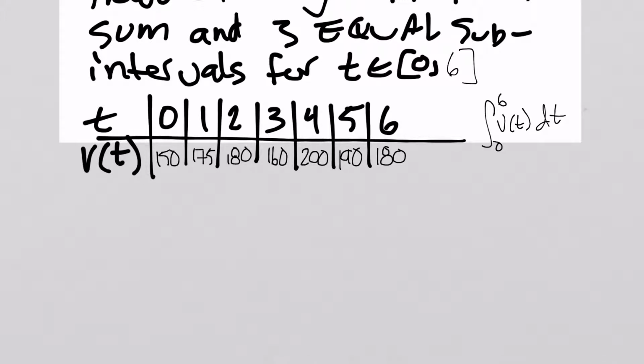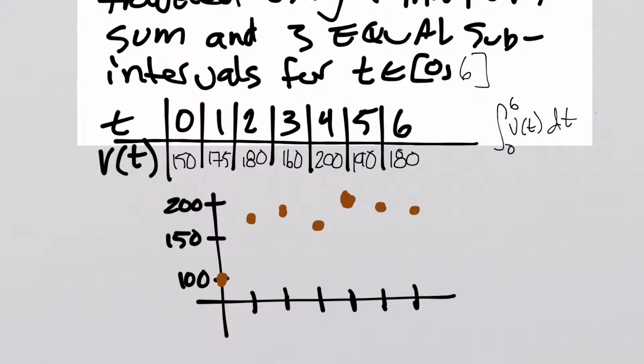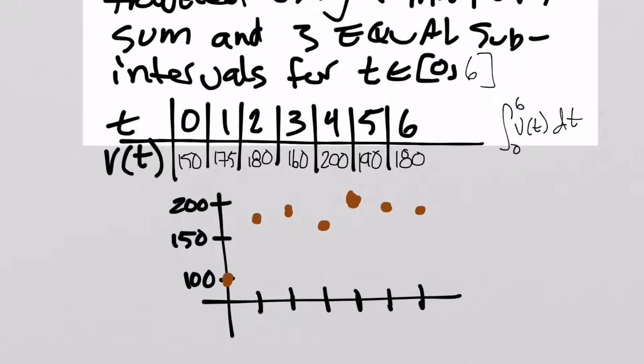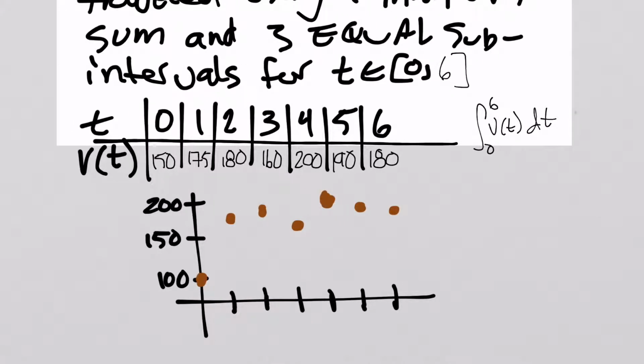So I think it's helpful to sketch a little graph of what's going on here. What I've done is plot each of the points. And I want to do 3 equal subintervals from 0 to 6. So think about what that means. My first rectangle needs to go from 0 to 2. My next one needs to go from 2 to 4. And my third one needs to go from 4 to 6.